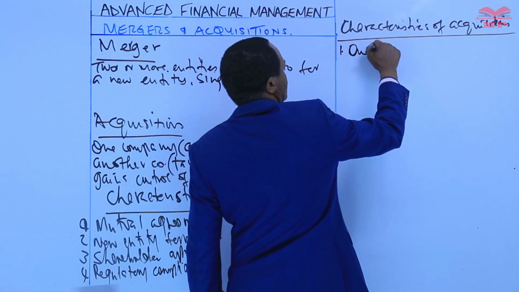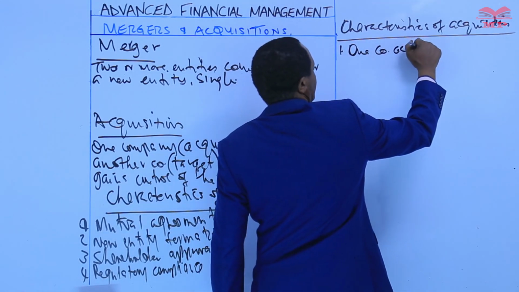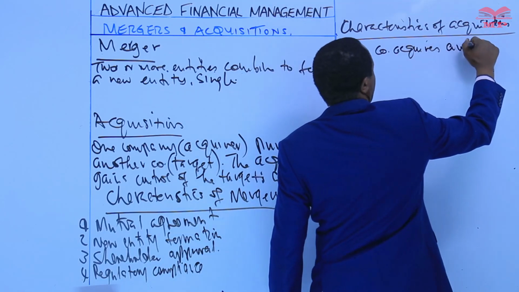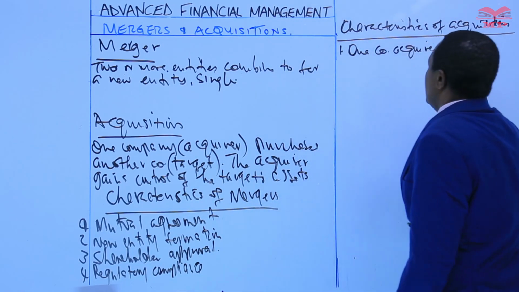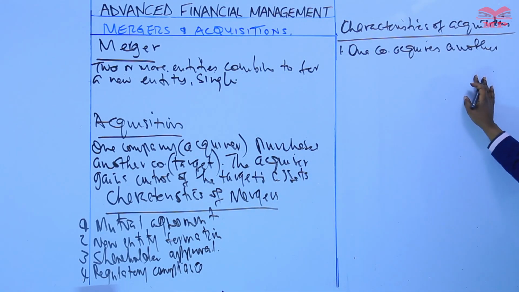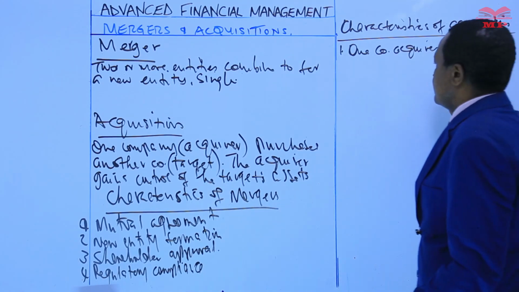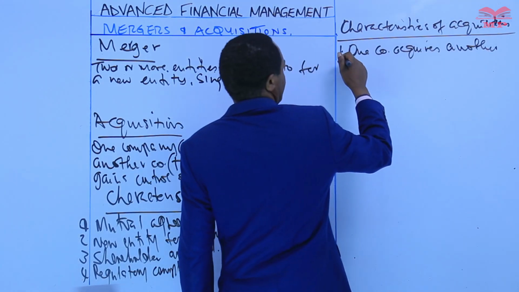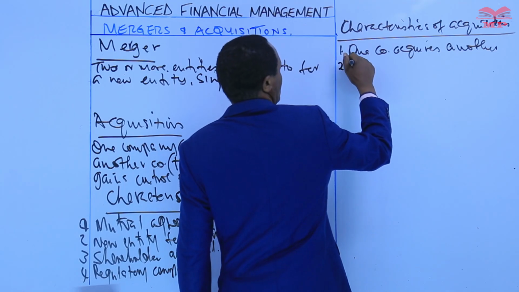In an acquisition, one company, the acquirer, purchases another company, the target. So the acquirer gains control of the target's assets and operations. Unlike mergers, acquisitions can be hostile.